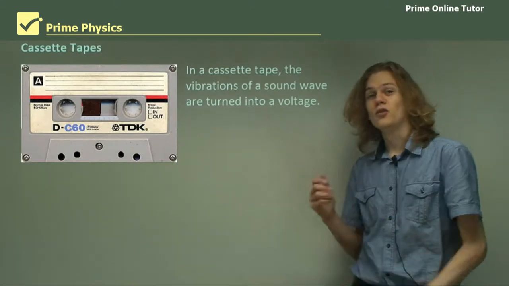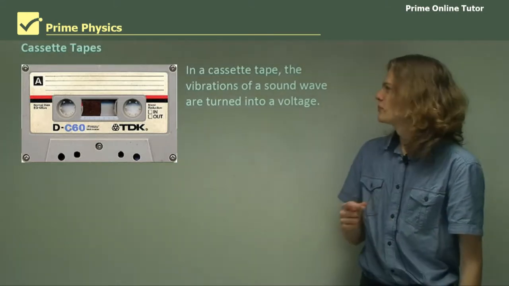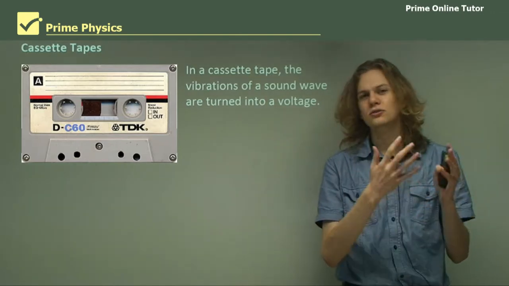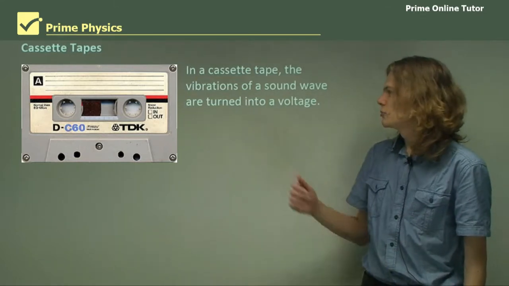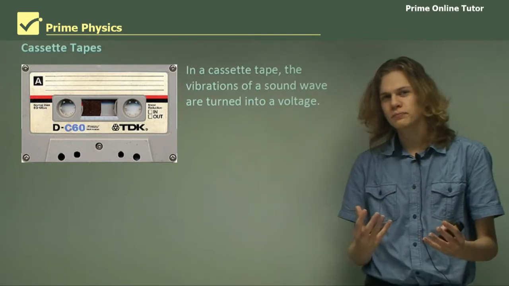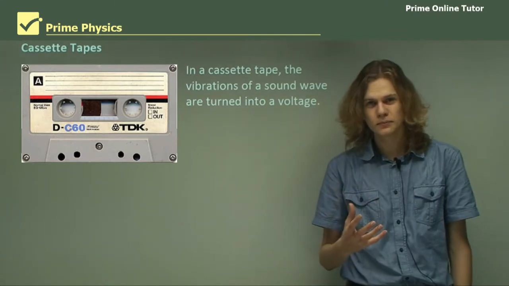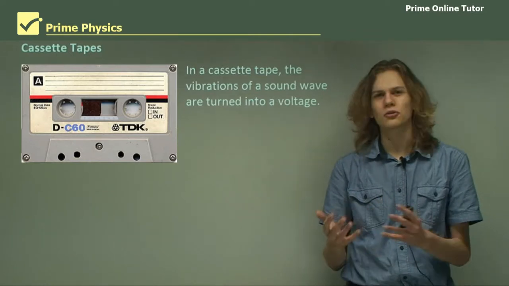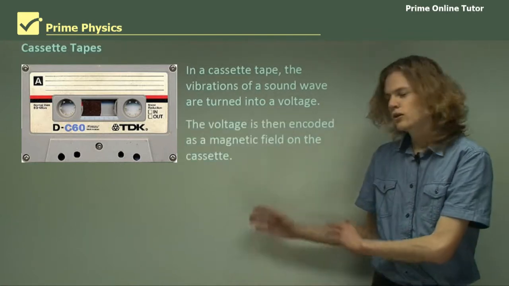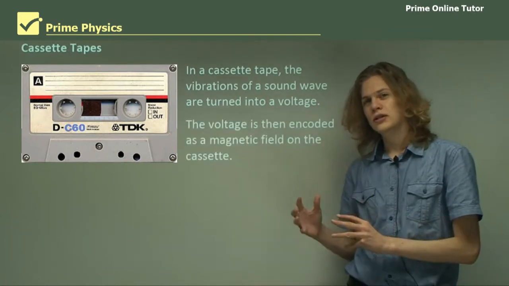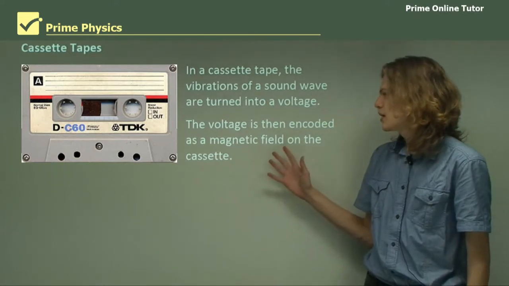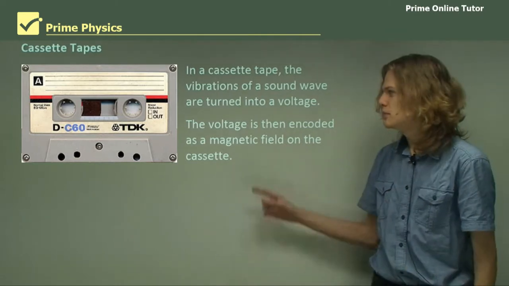In a cassette tape, another piece of fairly outdated technology, we have vibrations of a sound wave encoded on a magnetic piece of tape, which of course is wrapped up inside the cassette. So in order to make this conversion, we first represent the sound wave as a voltage, right? We do this with a microphone. So we have a voltage. We can use electromagnetism to turn that voltage into a magnetic field, right? And this magnetic field is what is encoded on the tape inside the cassette.